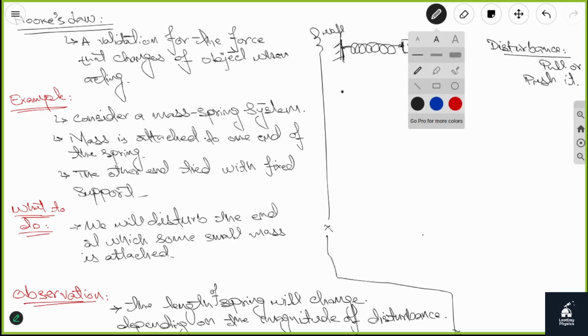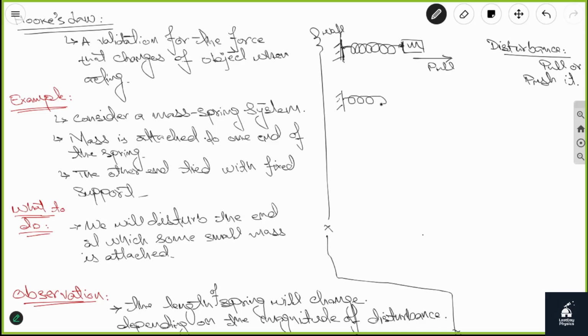You will observe that the spring has extended, correct, because you have pulled it. Spring is an elastic object, so it will get extended, and maybe the new position of the mass should be somewhere here. This m, I'm saying it's a mass, a small block of mass m is attached, right, any small mass.